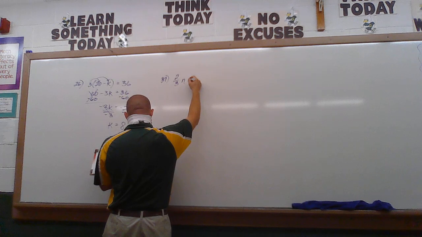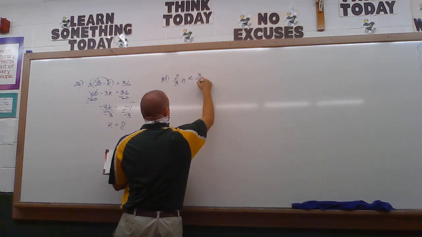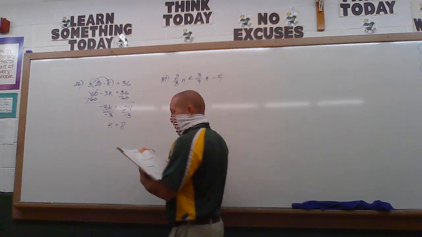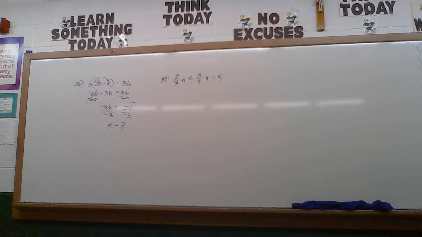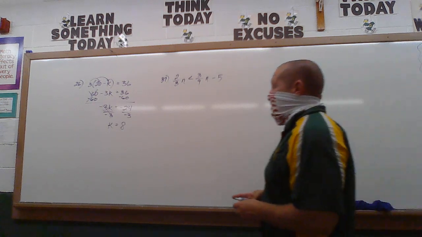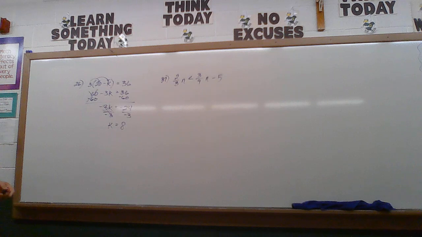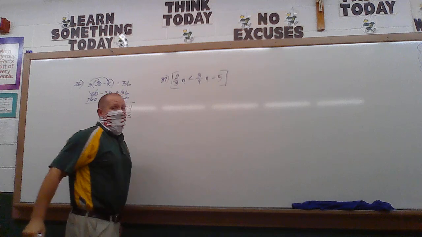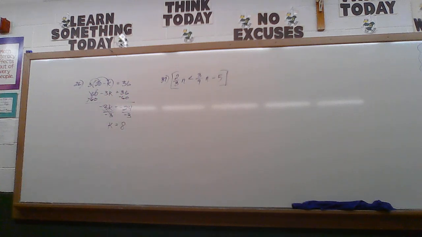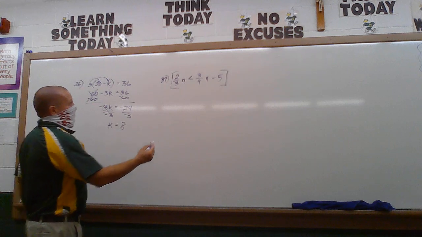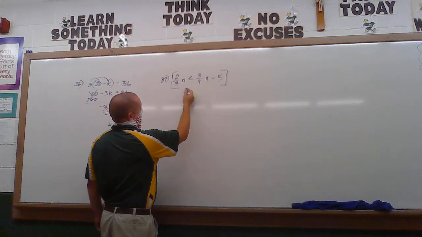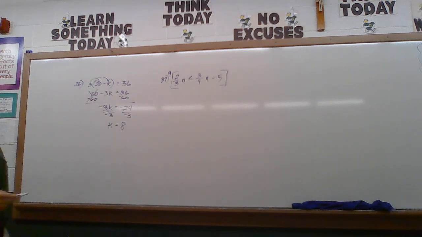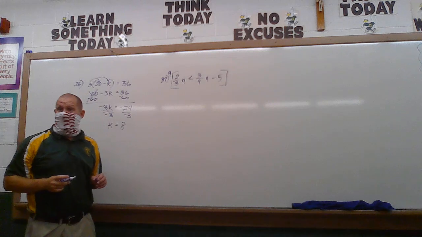2/3 n is less than 3/9 n minus 5. So in all honesty, if I'm going to do this problem, I don't like working with fractions, so I'm going to eliminate the fraction the first step. How do I eliminate the fraction? I'm going to multiply the entire thing by my common denominator. So if I look at my two denominators, what's my common denominator? 9. I'm going to multiply the whole thing by 9. So I'm distributing that 9 through there, and it should cancel out all of my fractions.